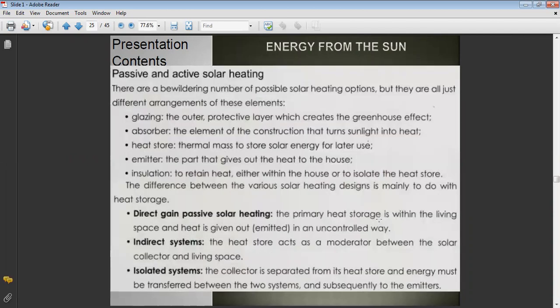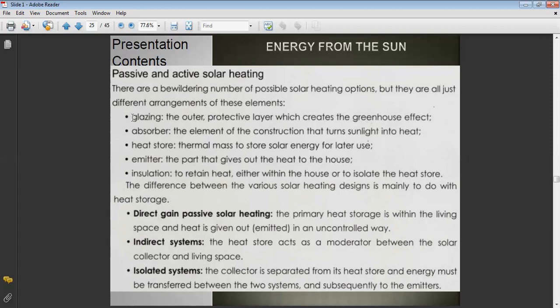Passive and active solar heating mechanisms have to be there. When we talk, there are varying numbers of possible solar heating options, but they are all just different arrangements of these elements. Which elements? The glazing, absorber, heat store, emitter, insulation. And the difference between the various solar heating designs is mainly to do with heat storage. So direct, again, passive solar heating, indirect systems, and isolated systems. There are three different forms which we are going to study over here in the next few slides.